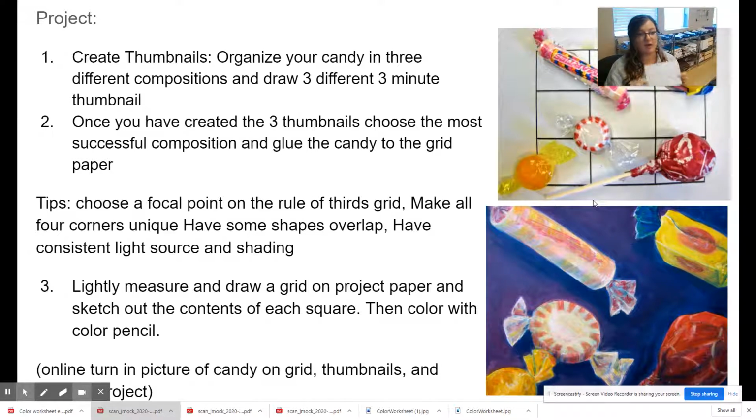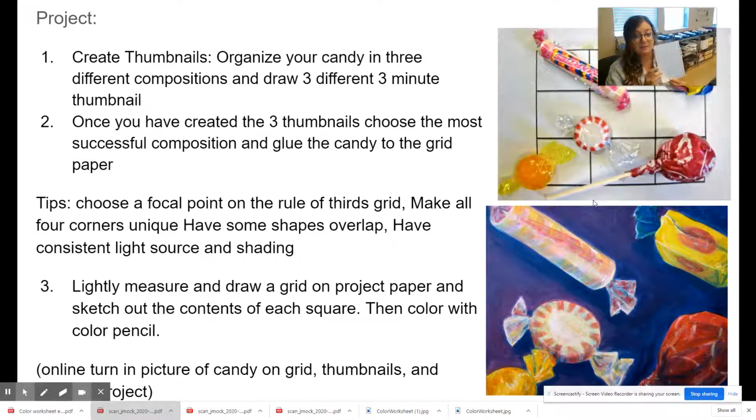It could be any sort of food. It could be anything that you have laying around the house. It could be art supplies. It could be money. It could be pencils. It could be whatever you have laying around your house that you have a few small ones of.